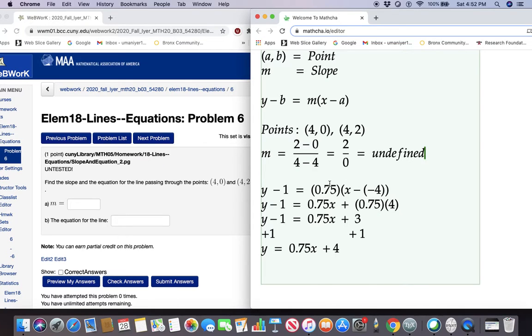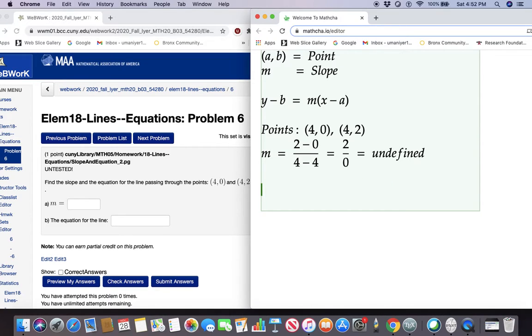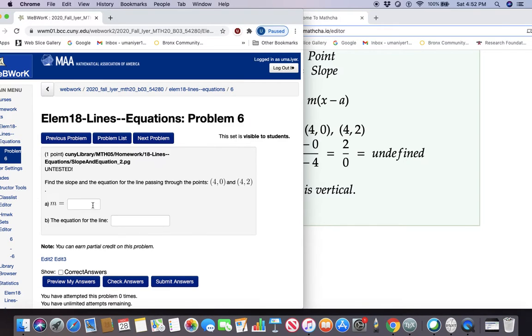If something is undefined, if the slope is undefined, then the line is vertical. So for a vertical line, equation is x equals some number. Which number? The x coordinate. Notice both the points have x coordinate 4. That's why you have a vertical line. Okay. So m is undefined.